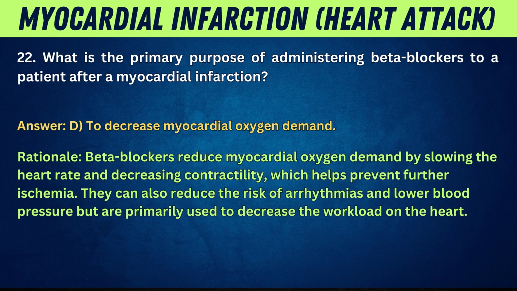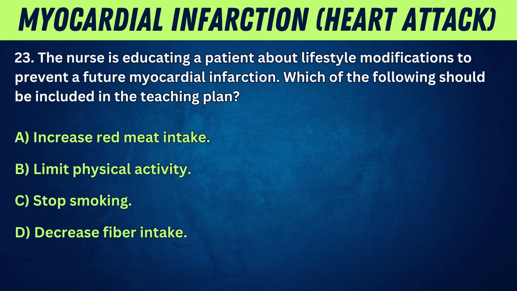Rationale: Beta blockers reduce myocardial oxygen demand by slowing the heart rate and decreasing contractility, which helps prevent further ischemia. They can also reduce the risk of arrhythmias and lower blood pressure, but are primarily used to decrease the workload on the heart. 23. The nurse is educating a patient about lifestyle modifications to prevent a future myocardial infarction. Which of the following should be included in the teaching plan?